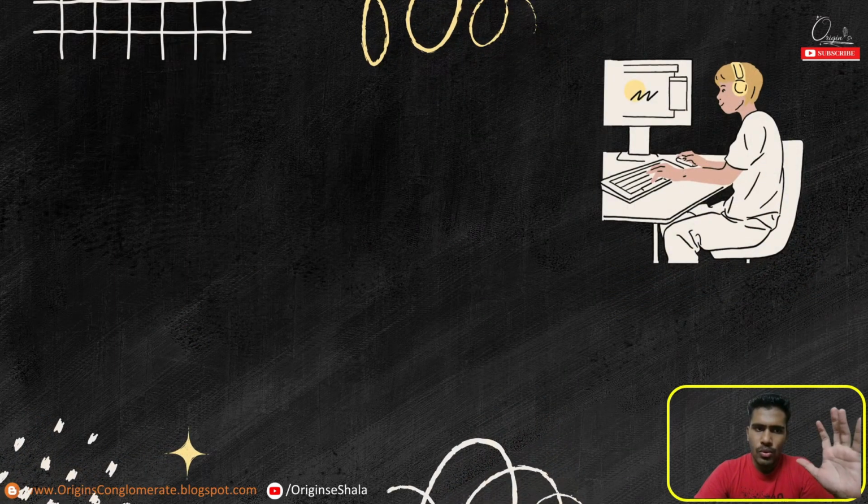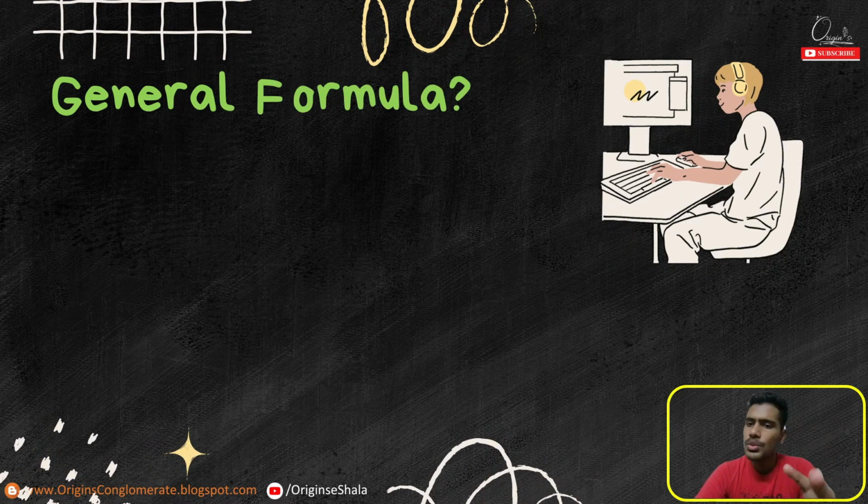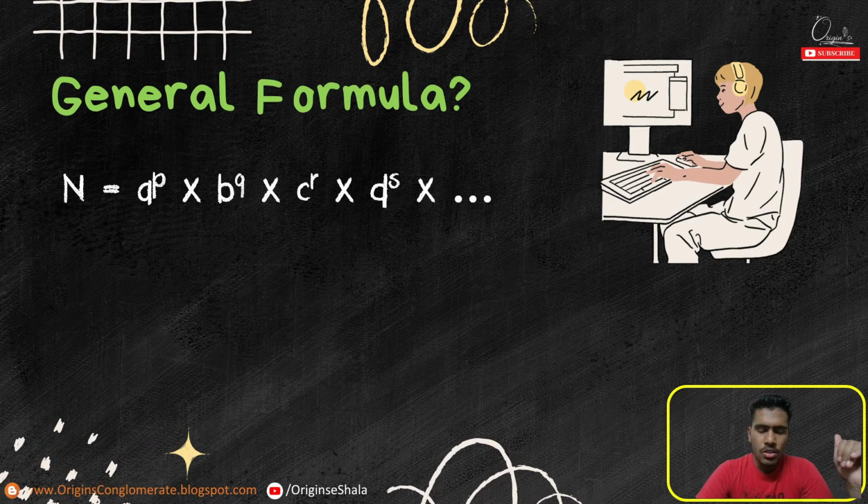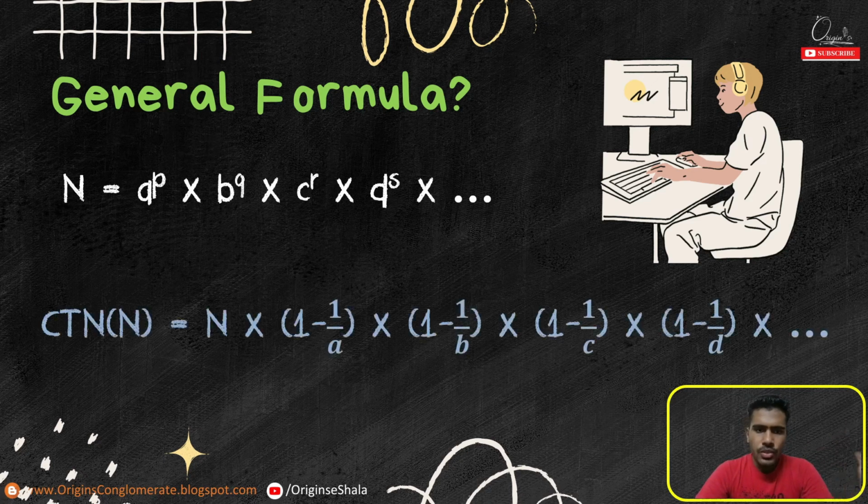Now, if I were to say what is the generalized formula for this, let's take a number n, which can be any random number, having prime factorization of the form a raised to p, b raised to q, c raised to r and d raised to s. That means it can be any number and any power. We are not bothered about the power in the slightest. What we are bothered about are these prime factors themselves: a, b, c, d and so on. So what are the key ingredients I need to find the count? The number itself, n, and the reciprocal of each prime factor subtracted from 1, and you multiply all of them.